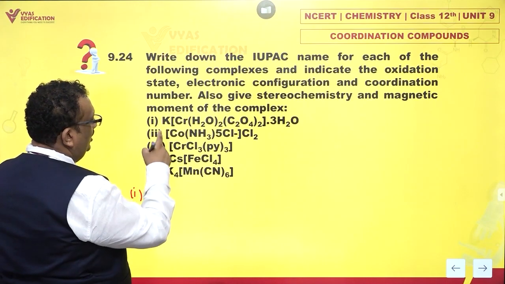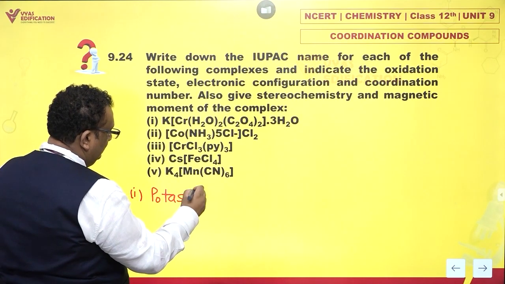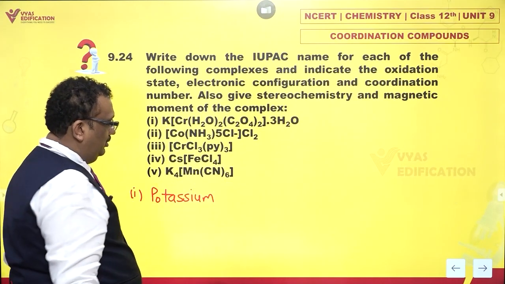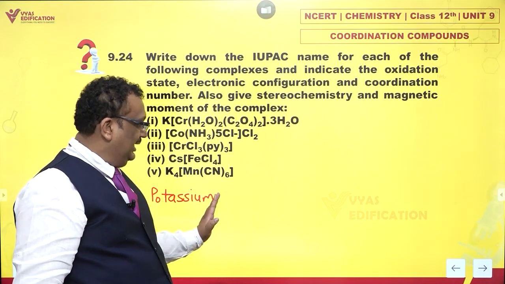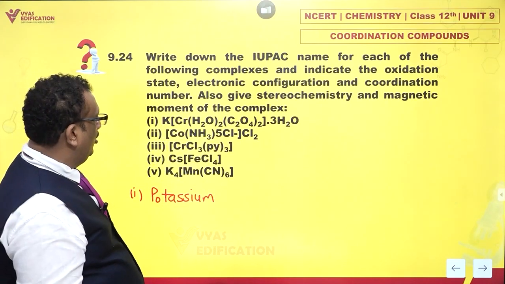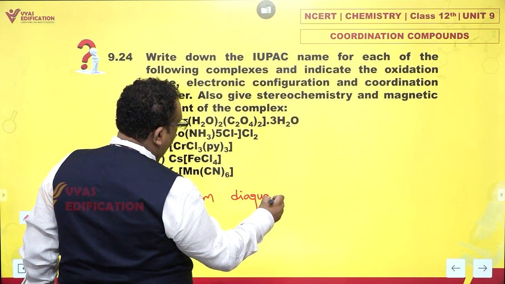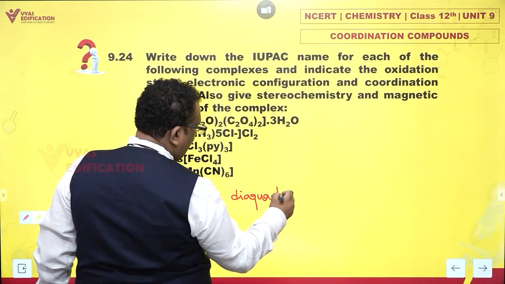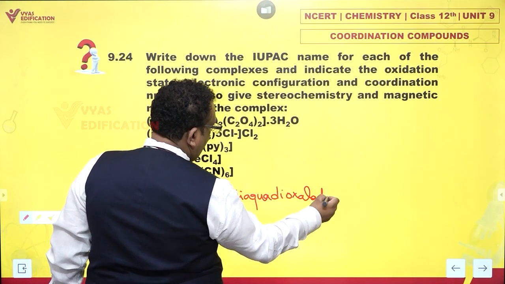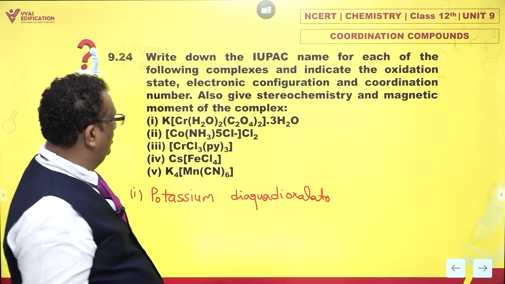First one, let me write down potassium. And then brackets begin. I'll leave a space and then write the further name. I have to list all the ligands in alphabetical order. So di, aqua, di, oxalato. This is oxalate, so dioxalato.